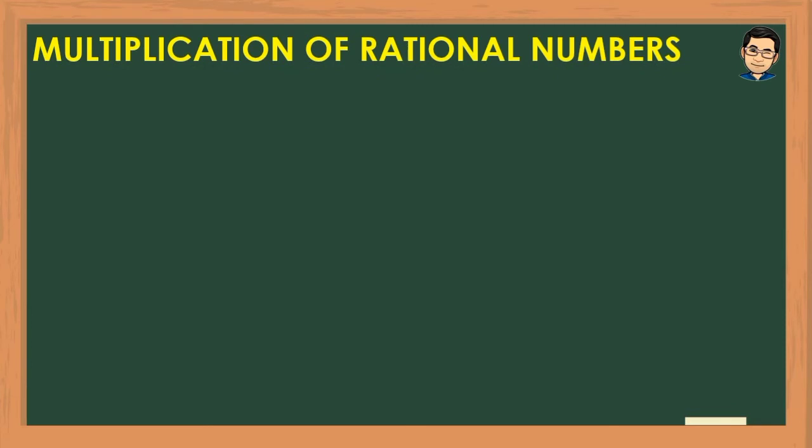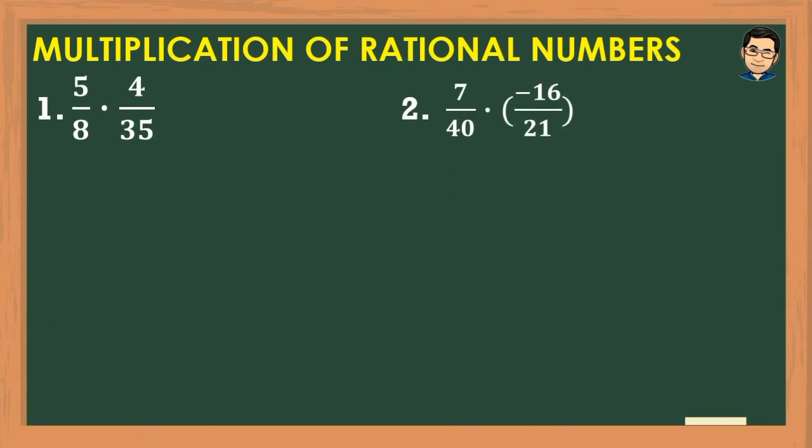So, multiplication of rational numbers. For example, number 1, 5 over 8 times 4 over 35. To make our multiplication easier, we will cross multiply. First, let's rewrite our given. In cross multiplication, we look for common factors, for example, 5 and 35. The greatest common factor of 5 and 35 is 5, so we can divide 5 and 35 by 5.